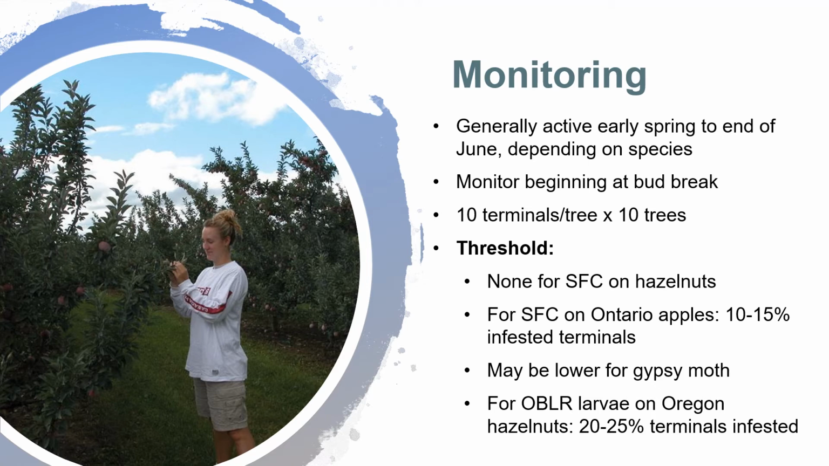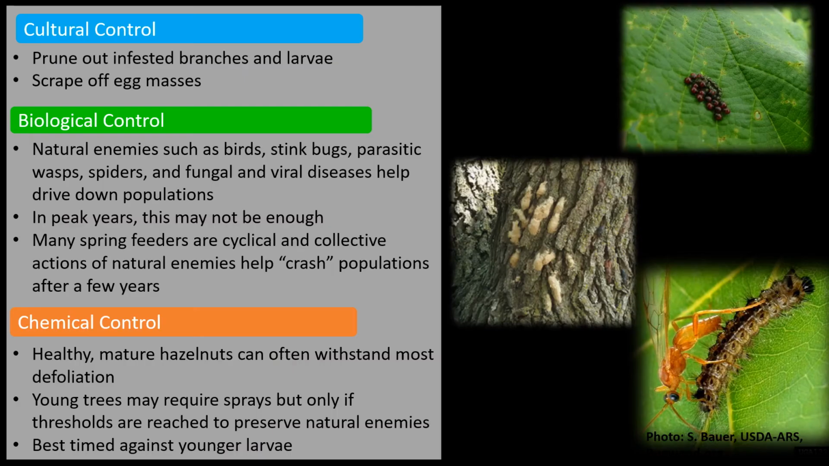Above that is their treatment threshold. However, that can be used as a guideline for hazelnuts, but may need to be raised or adjusted depending on the species and as you gain more experience with that insect. Certainly for gypsy moth, which I'll get into later, we may have a lower threshold at which we might want to treat. In Oregon, where they're dealing with the oblique banded leaf roller on hazelnuts, they use a threshold of 20 to 25% of terminals infested in that early season generation.